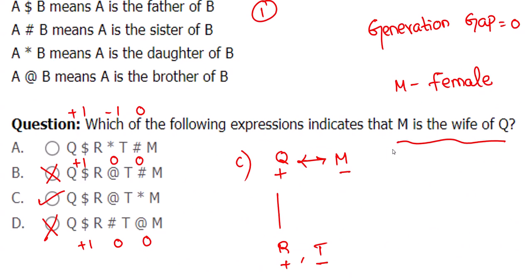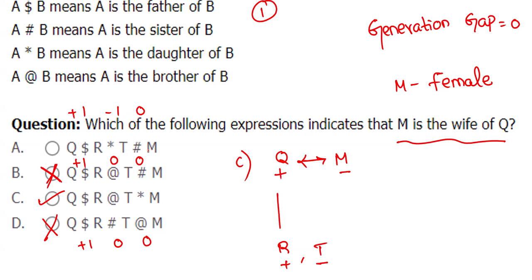So we started with a pretty simple blood relation question where they defined already M is wife of Q. You need to decide which among the options is suitable. With the generation gap, we eliminated two options, right? Then among A and C, we have to do trial and error, but here T is the sister of M.